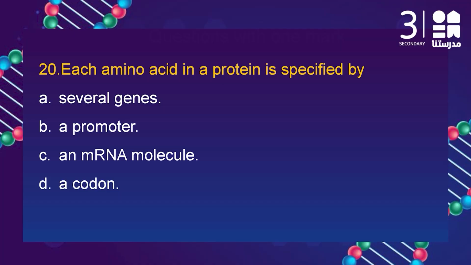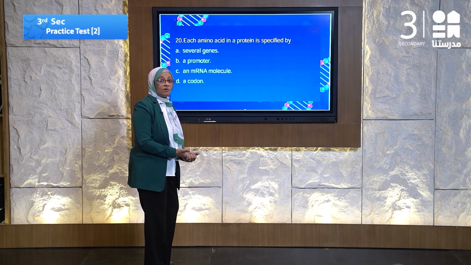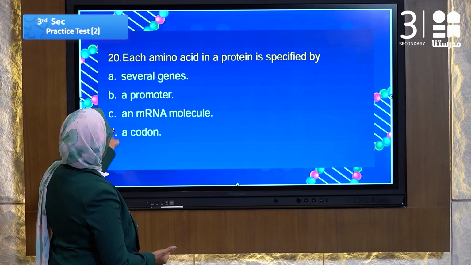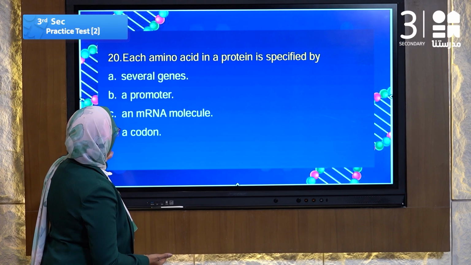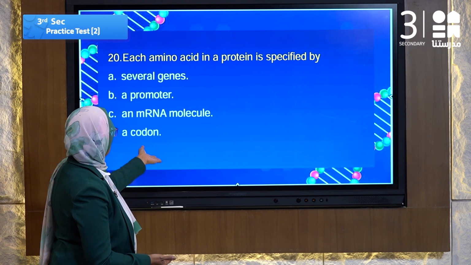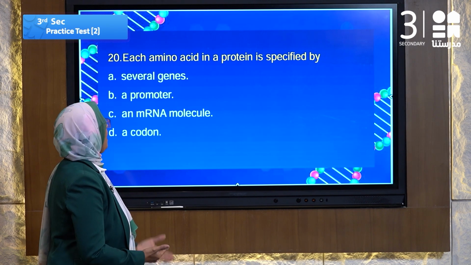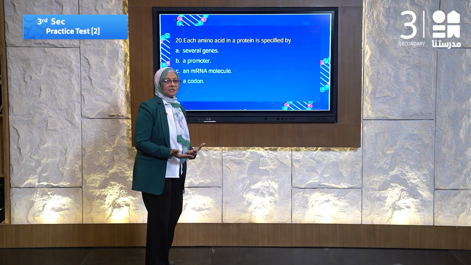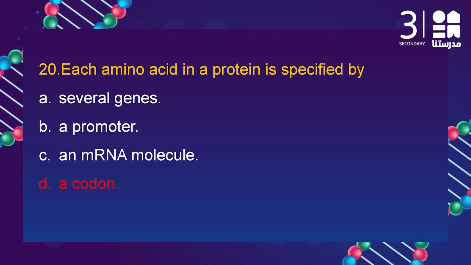Let's go to 20. 20 speaks about amino acid and protein. Let's read. Each amino acid in a protein is specified by a, the building unit of it, several genes, promoter, and messenger RNA molecule, a codon. Wow. Protein, amino acid, we need a code. Yes. Let's go. A codon. It is needed for the protein to be specified.